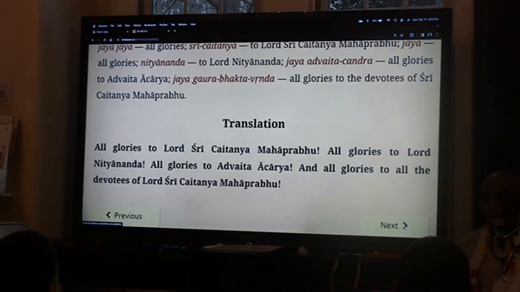All glories to Lord Sri Chaitanya Mahaprabhu. All glories to Lord Nityananda. All glories to Advaita Acharya. And all glories to all the devotees of Lord Sri Chaitanya Mahaprabhu. All glories to all.